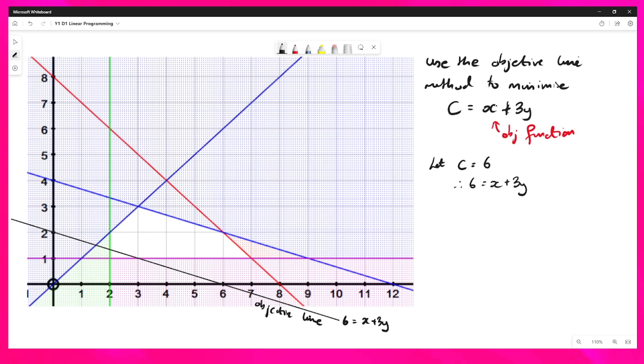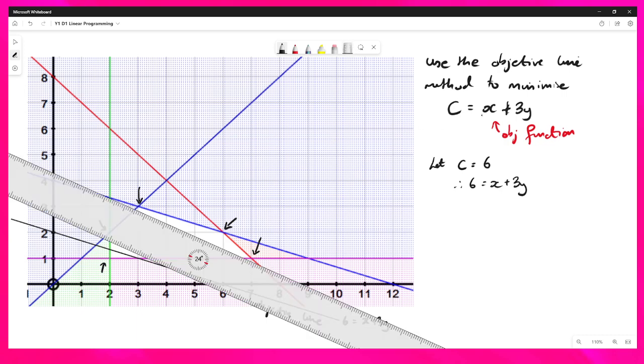Now the key thing with both of these methods is that the optimal point, the optimal solution, is going to lie at one of the vertices of our feasible region. Okay, so we can see our feasible region here is a pentagon. It's got 5 vertices. The vertex testing method is about looking at the coordinates of each of those and working them all out, which obviously takes a little bit longer. The objective line method is requiring a ruler.